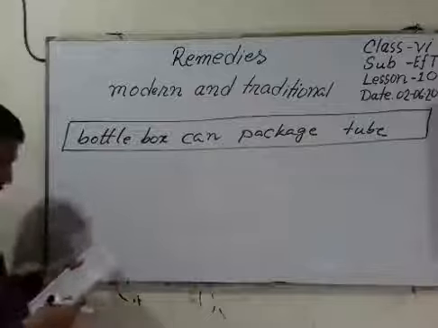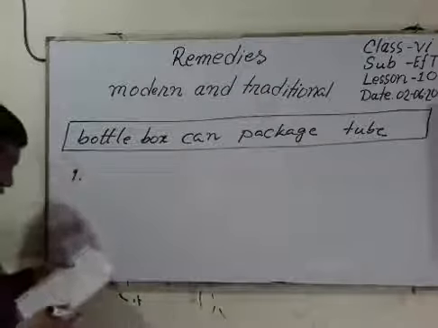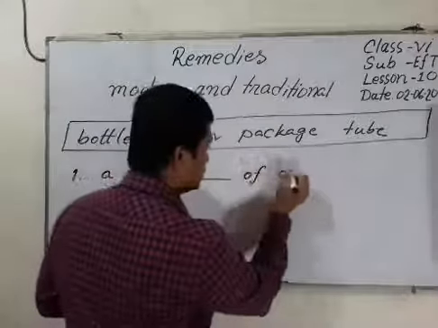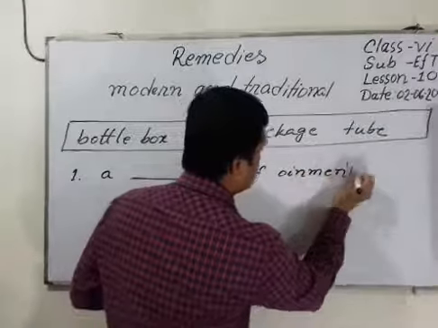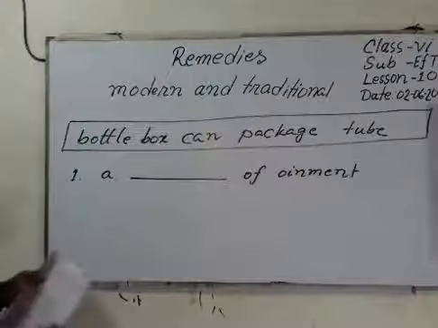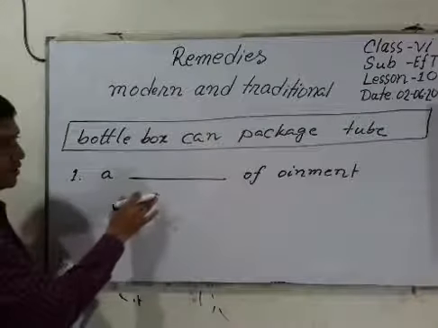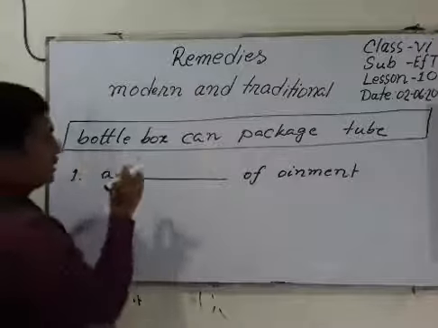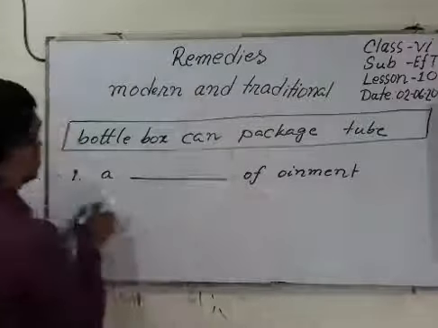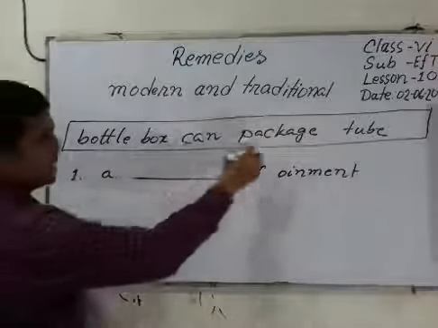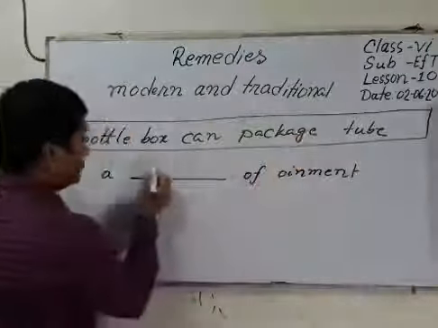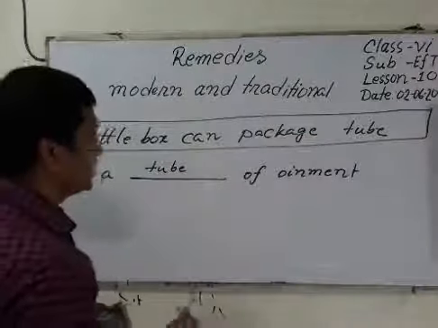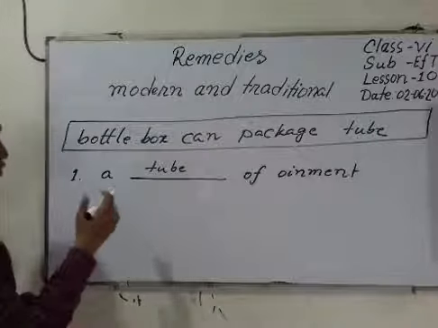Okay, now I'm writing number one, a dash of ointment. Okay, a dash of ointment. What will be here? Complete this phrase or expression with the word that is suitable from the box: bottle, box, can, package. Ointment is a cream, so you can write here tube. That means a tube of ointment.